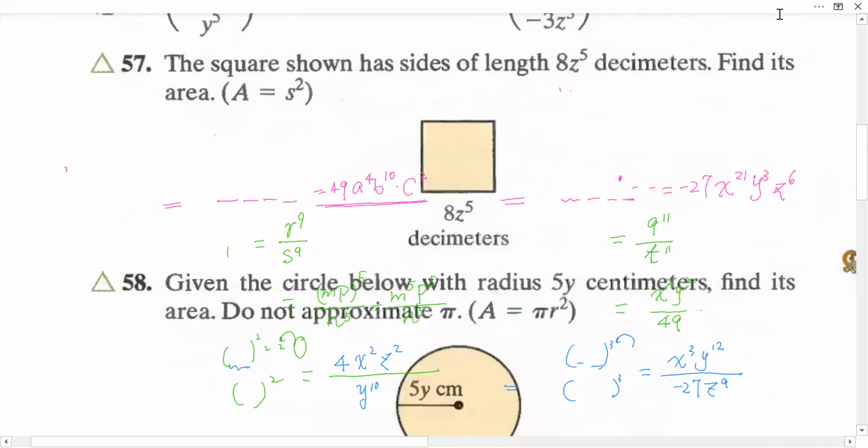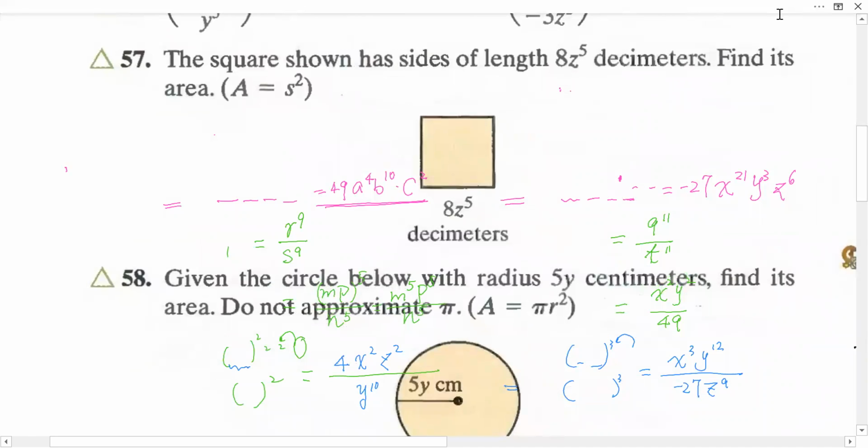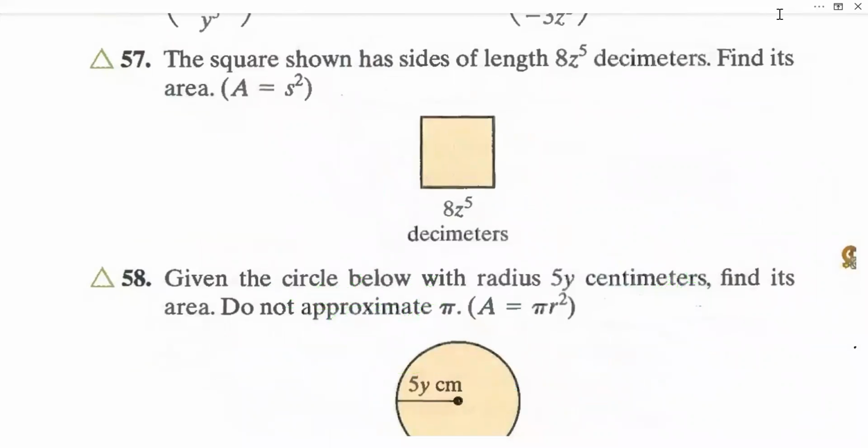Let's move on. 57. Okay, 57 is actually related to geometry, right? Let's read here. The square shown below has sides. Each side has the length of this one, right? Okay.